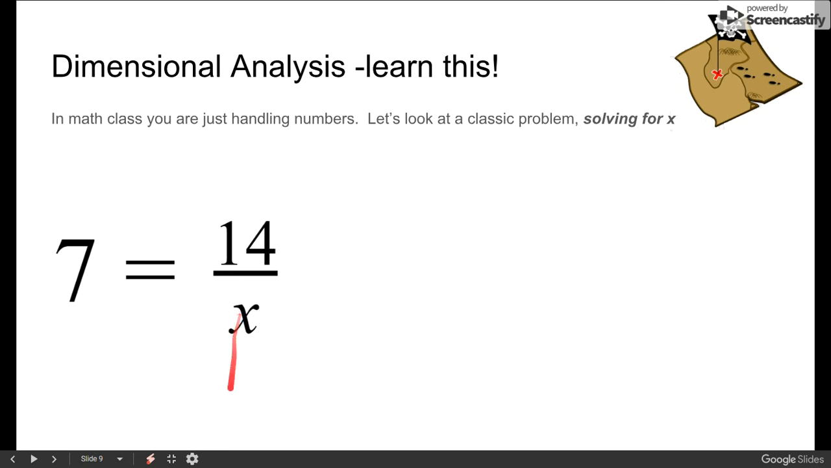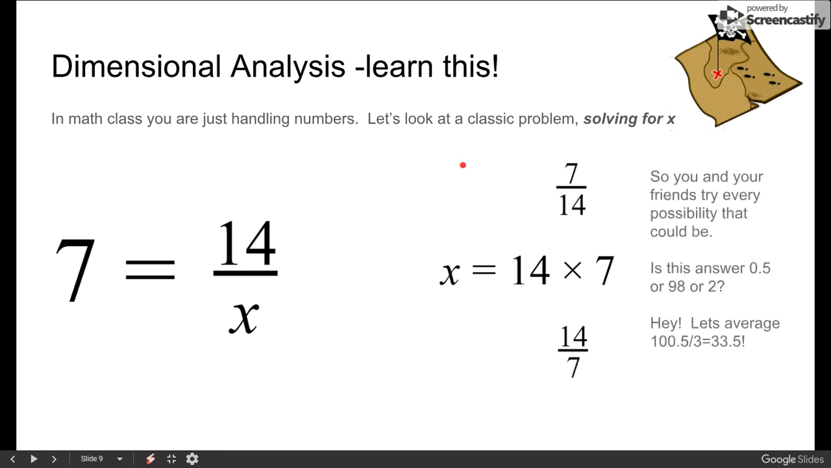7 equals 14 over x, solve for x. That's math, right? So your friends, you're sitting there at your desk going, well, what are we going to do? And you come up with these three possibilities. 7 divided by 14, 14 times 7, or 14 divided by 7. And you're like, wow, which one could it be? So you come up with the brilliant plan of averaging these three, and you come up with an answer of 33.5, and you wind up concluding that you're no good at math. This kind of brute force, just let's try every possibility, worked for Thomas Edison and the light bulb. It doesn't work this way.